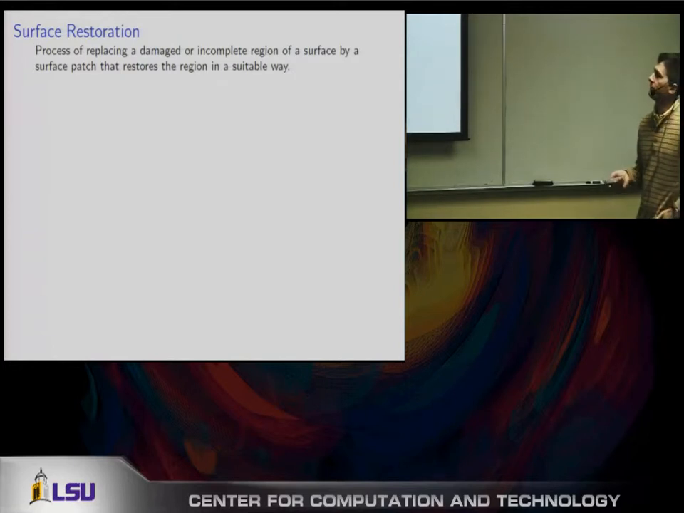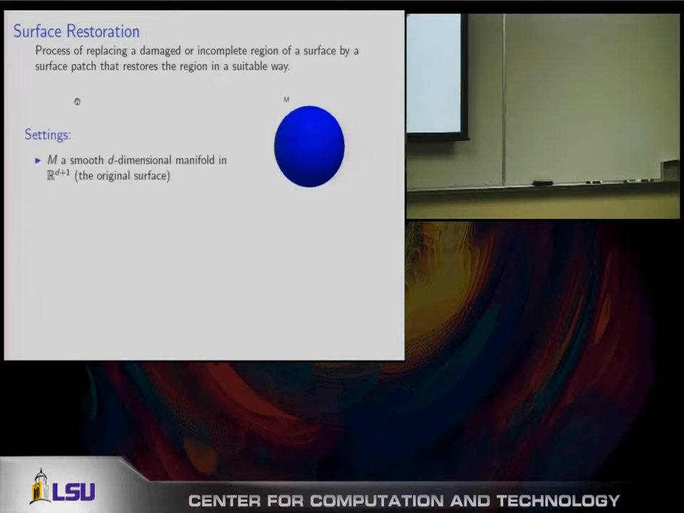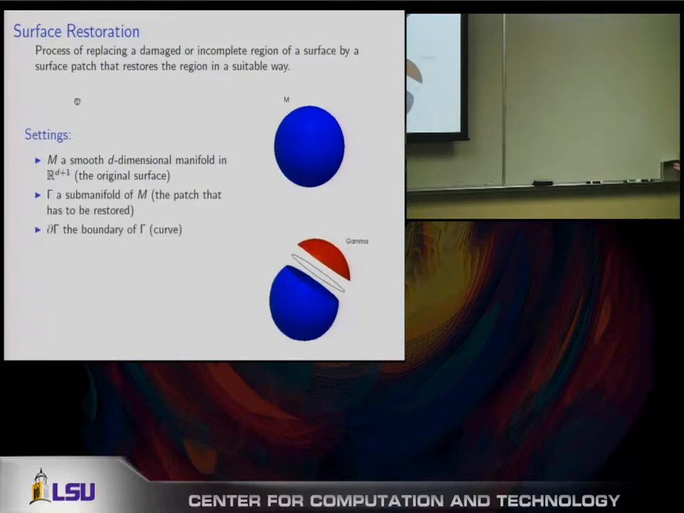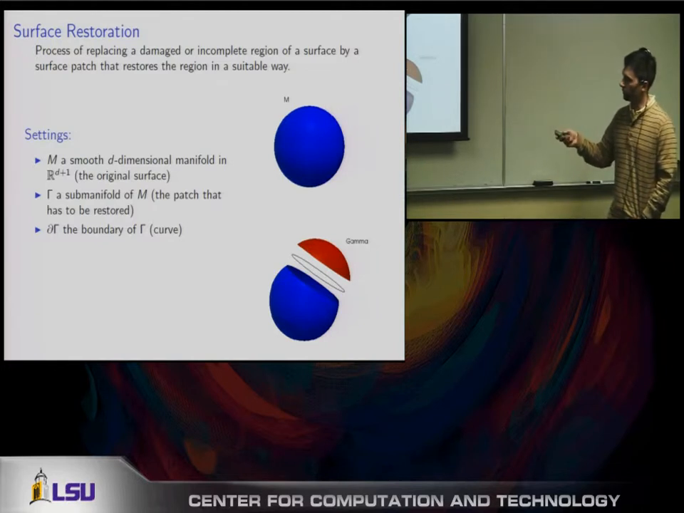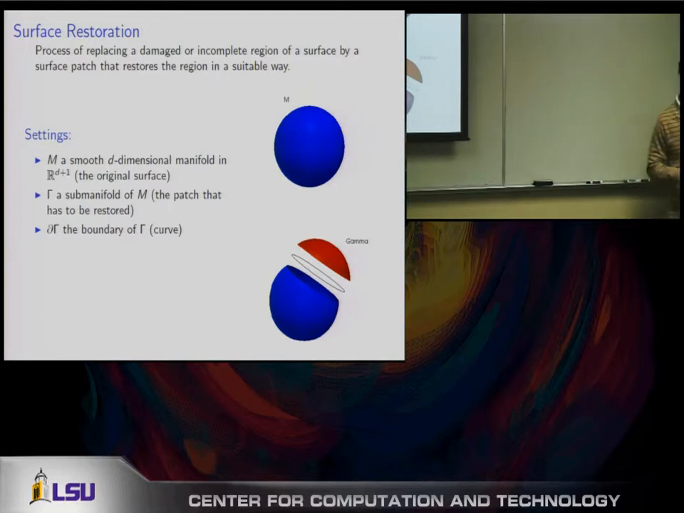By surface restoration, I understand the process of replacing a damaged or incomplete region of a surface that restores the original surface in a suitable way. So the settings are, you have a nice smooth surface, mother surface M, and then for some reason a piece of that surface is removed or damaged. That would be the red piece, gamma, taken away, and that leaves the boundary of gamma, which is that curve in there.